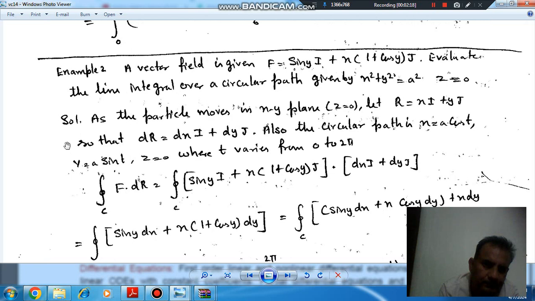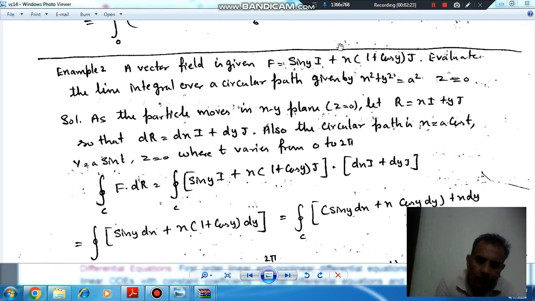The next question: a vector field is given, F is equal to sin y i plus x(1 plus cos y) j. Evaluate the line integral over a circular path given by x square plus y square is equal to a square and z is equal to 0.